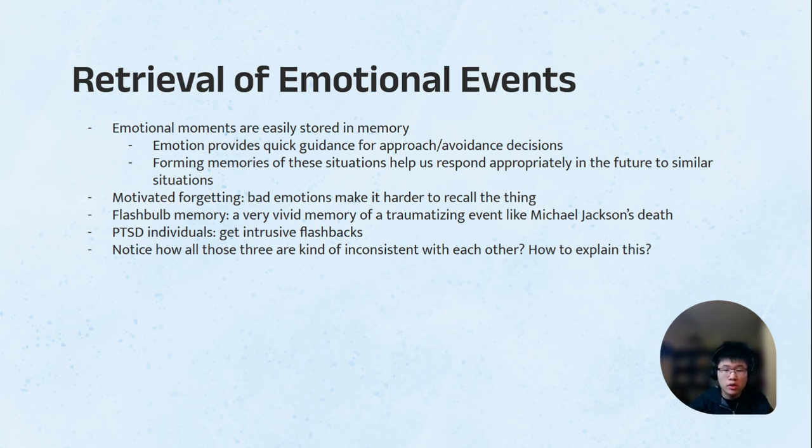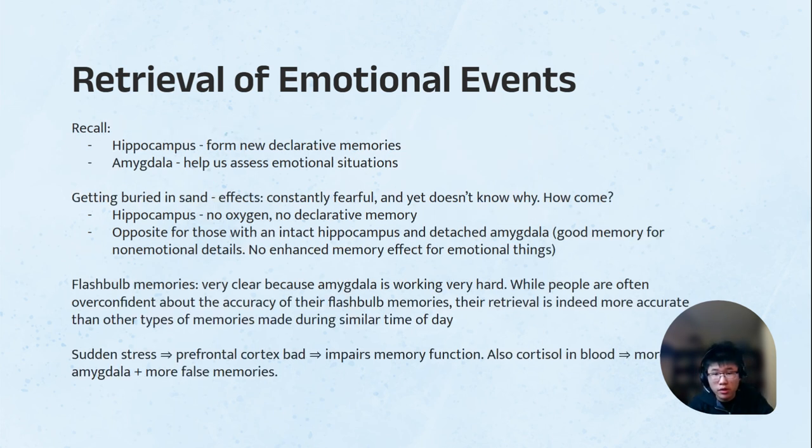But notice how all of these things are kind of inconsistent, because whereas motivated forgetting is where high emotion memories make you forget the thing easier, flashbulb memories help you memorize the event and help you recall it better, even if you don't want to. So, how do you explain this? Well, recall that the hippocampus forms new declarative memories, and the amygdala helps us assess emotional situations. Let's take a bizarre but real case study where we can observe both of these things.